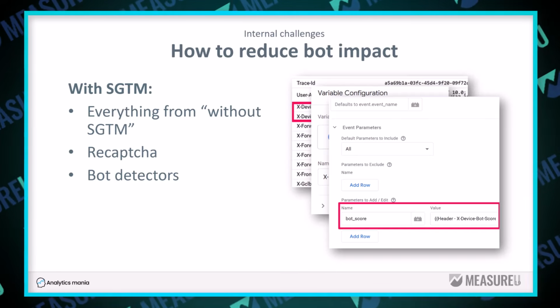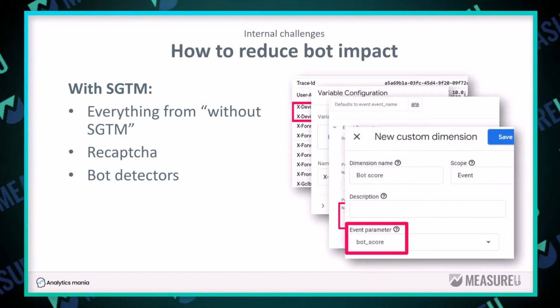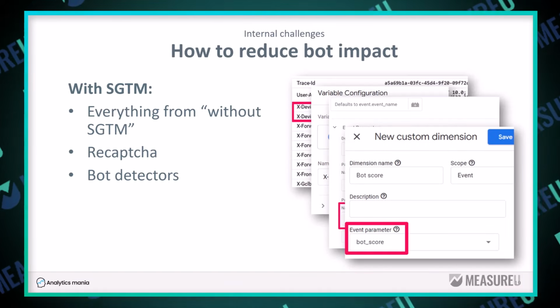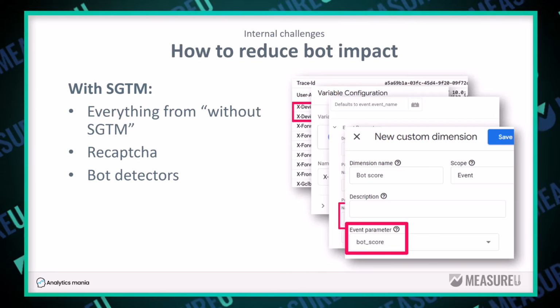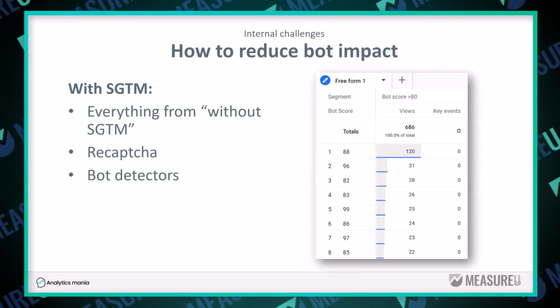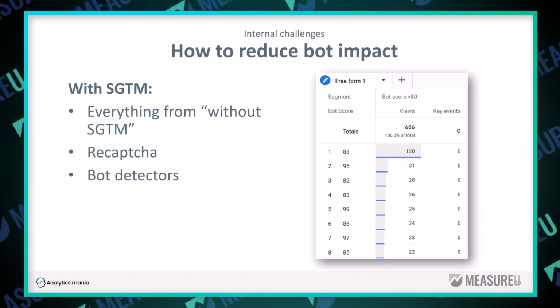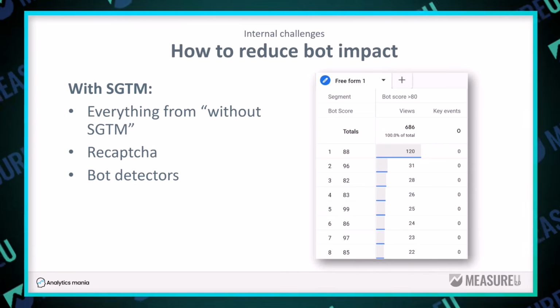And then finally, once you do that and publish in your Google Tag Manager container, you should register an event scoped custom dimension. So if the parameter that you send is bot_score, then the same value should be included right here. Then after collecting data for a while, you could build a report and look at the data where bot score is higher than something.